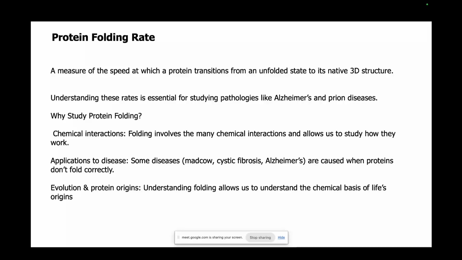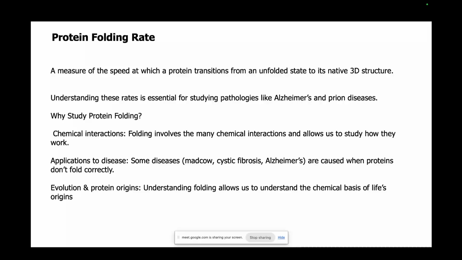And what are the levels at which we study protein folding? First, we study the chemical interactions. We study what are the chemical interactions that are helping this protein fold, or why the protein is folding in a certain way because of those interactions.